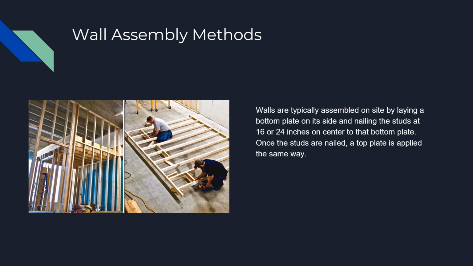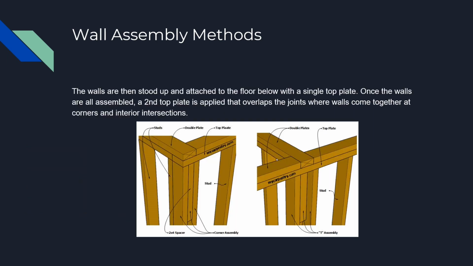Once the studs are nailed, a top plate is applied the same way. The walls are then stood up and attached to the floor below with a single top plate. Once the walls are assembled, a second top plate is applied that overlaps the joints where the walls come together at corners and interior intersections.